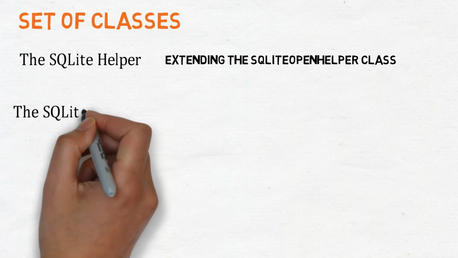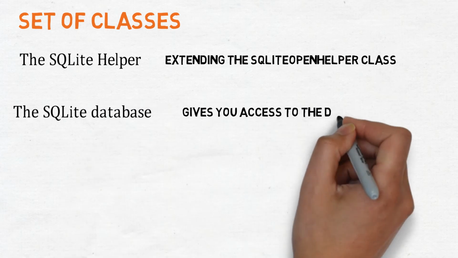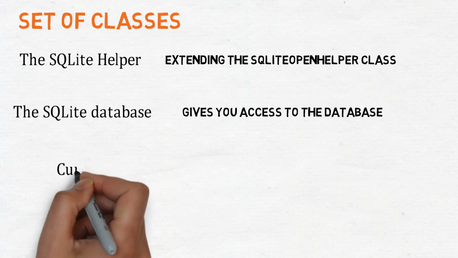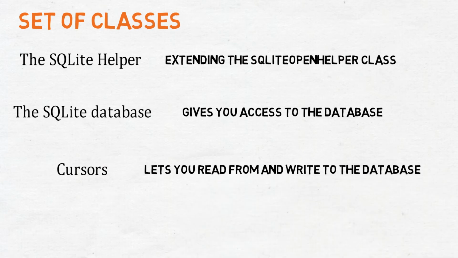The SQLite database. The SQLite database class gives you access to the database. It's like a SQL connection in JDBC. Cursors. A cursor lets you read from and write to the database. It's like a result set in JDBC.